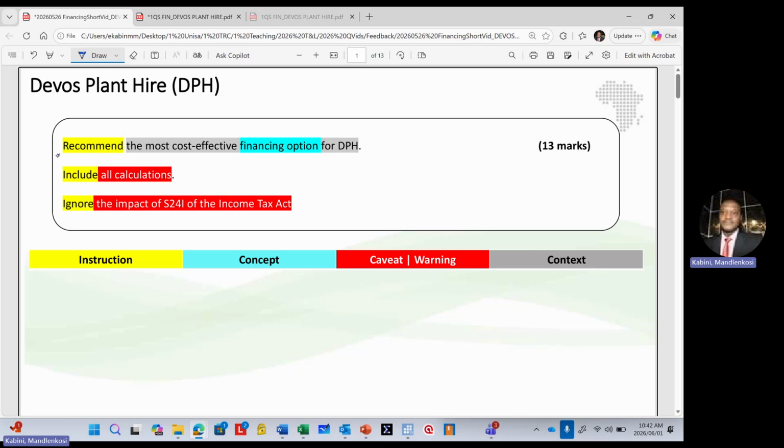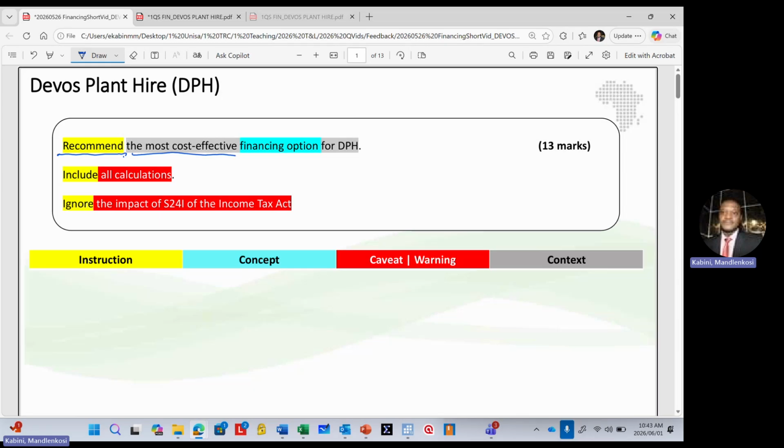We are asked to recommend. Recommend means we need to advise based on some form of reasoning or analysis. And so that advice has to be supported by some calculations or some discussion. In this case, we are recommending on the most cost-effective financing option for DPH.